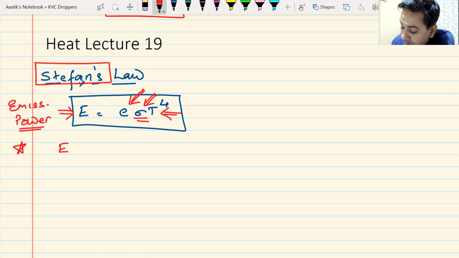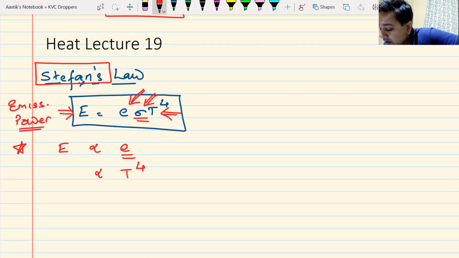This emissive power depends on the emissivity. This emissivity depends on the type of material of the body, so it also depends on the characteristics of the body. Basically, we can say that the emissive power depends on what type of body we have. And this is directly proportional to temperature raised to the power of 4. That means if I make the temperature twice, the emissive power becomes 16 times. Do we understand this? This is what we know about the emissive power.